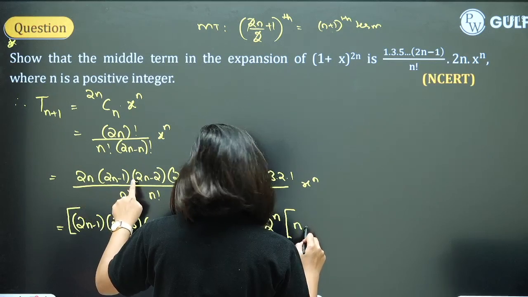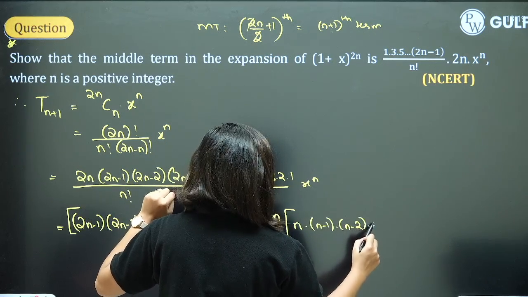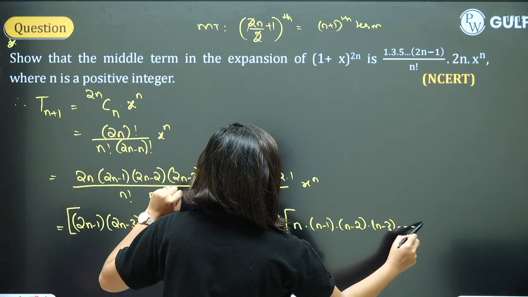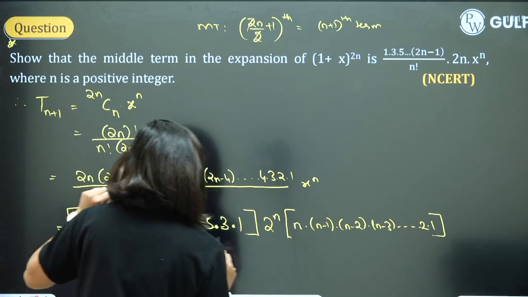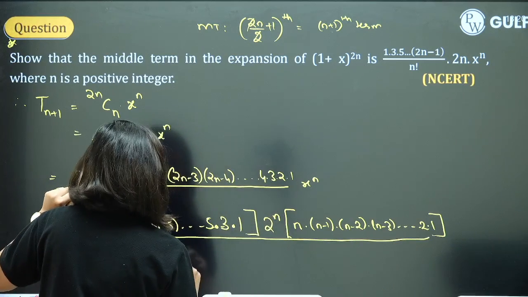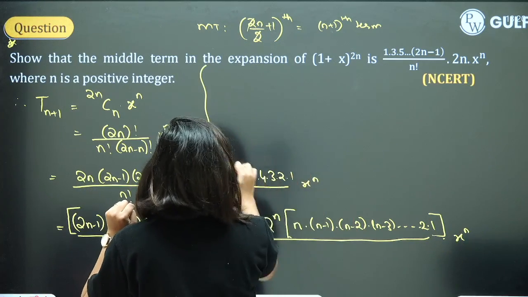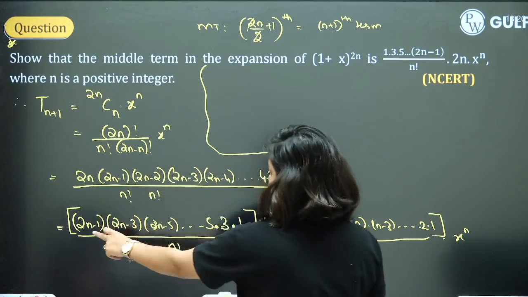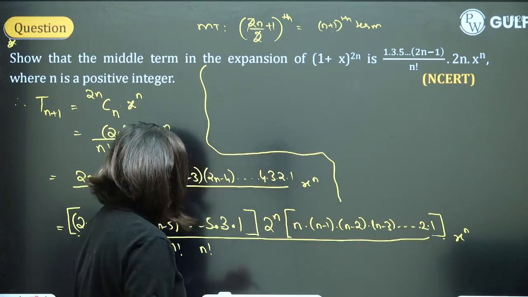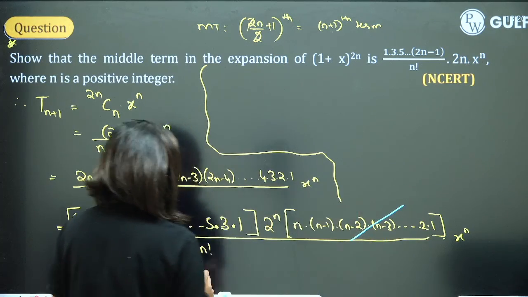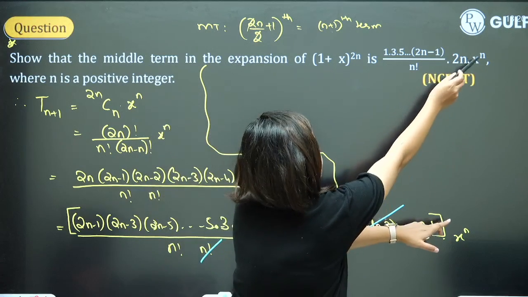So I'll get n minus 1, n minus 2, n minus 3, up till 1, divided by n factorial, and there is also x raised to n. Check out this. What is this? n, n minus 1, n minus 2, n minus 3. This is nothing but your n factorial. So one of the n factorial goes. The other n factorial is needed. x raised to n is needed.